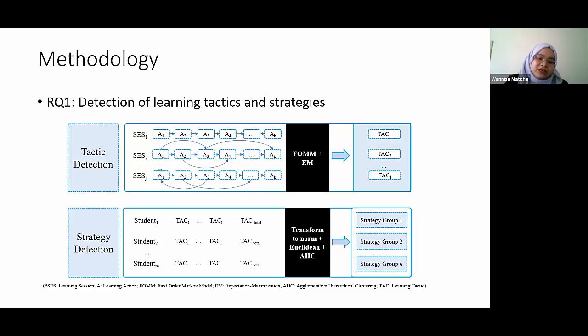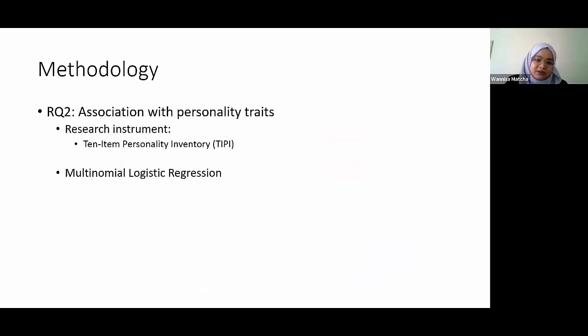Learning strategy refers to how students regulate the tactics, how students employ the tactics. So for each student, how they are using each learning tactic and the total number of tactics, we use hierarchical clustering to detect the patterns of how students employ these tactics. The association with personality traits was studied by using self-report. In this study, we use the 10-item personality inventory and multinomial logistic regression to explore the association of the learning strategy and learning personality trait.